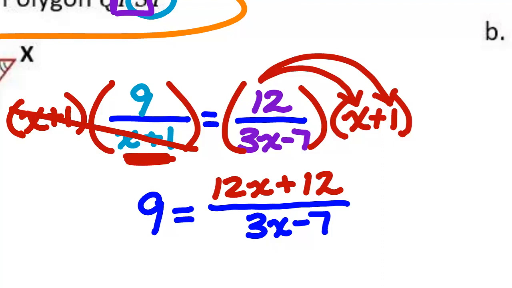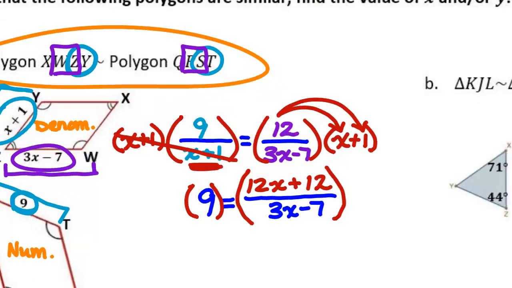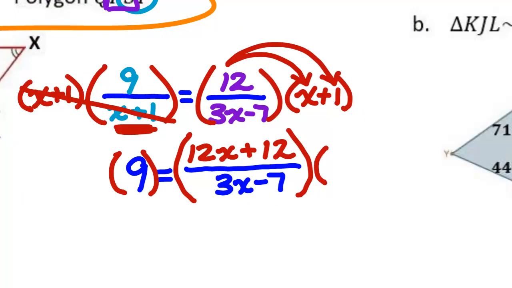I still have a fraction that has x in it. What operation do I have to use to get rid of that? Multiplication. If you do it to one side, you have to do the same thing to the other side. So we're going to multiply both sides by what? 3x minus 7.